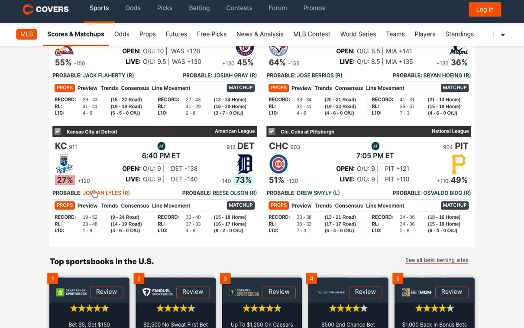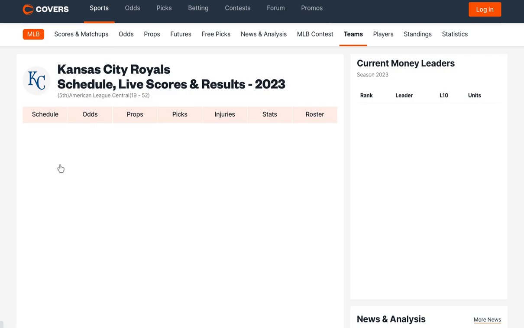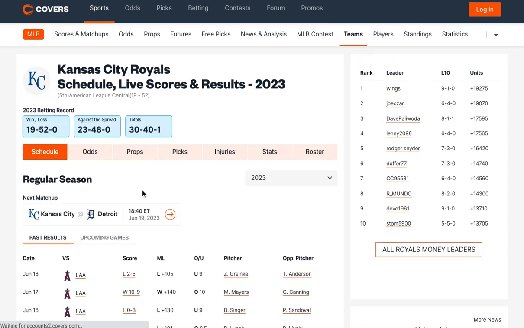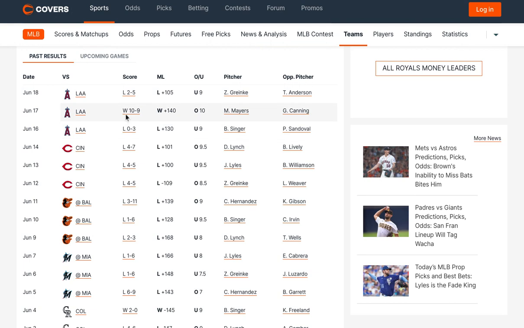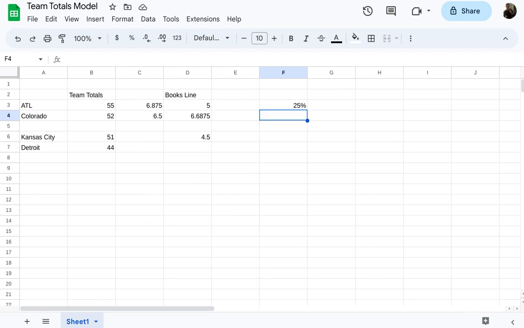So, again, we're going to do the same thing. Let's go over here to Kansas City, and this will be relatively easy to do. We're going to add up the number of runs they've given up in the last 8 games. 1, 2, 3, 4, 5, 6, 7, 8. Okay, so it goes here. We can see they've given up 5, 9, 3, 7, 5, 5, 11, and 6. So KC has given up 51 runs in their last 8 games.